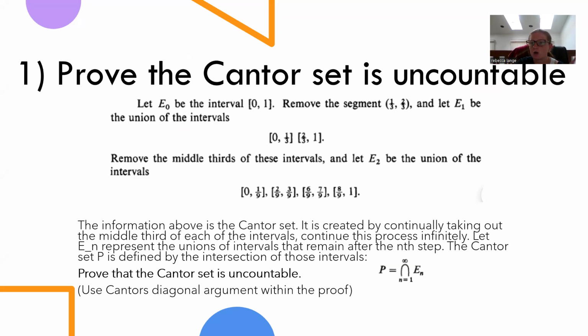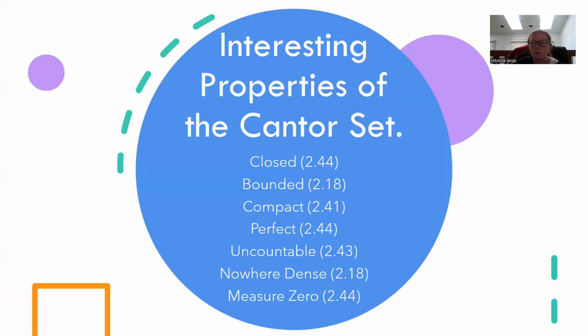Okay. So that's the first thing I'll have you do. I have an example of a diagonal argument moving forward on the next slide, which I'll show you, which might help you think about how you can do that. In addition to that, I want you to look at the properties of the Cantor set.